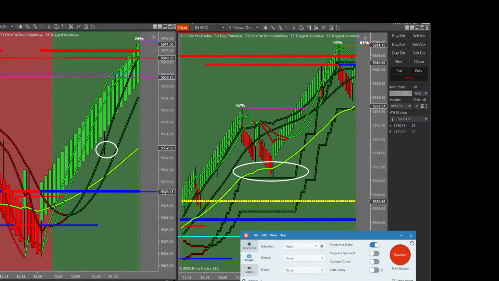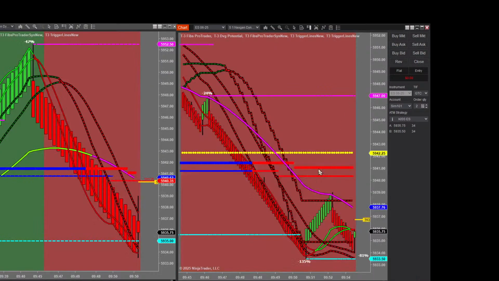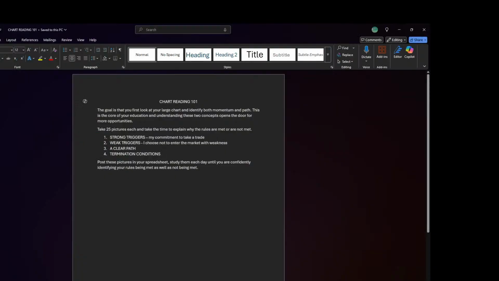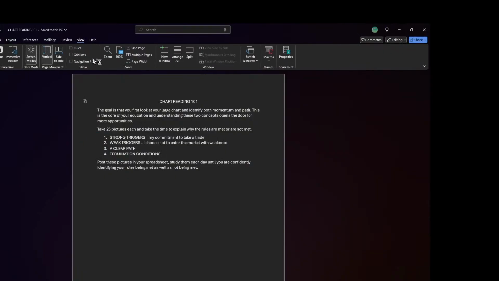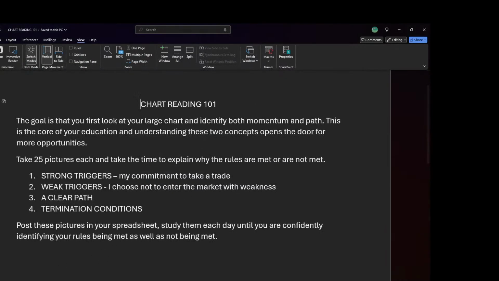How do you get good at it? I'm glad you asked. Pictures. Pictures, pictures, pictures, pictures. Guys, I can't stress that enough. If you really want to get to the goal fast, take pictures. Let's make this so our old eyes can see it. So this is Chart Reading 101.